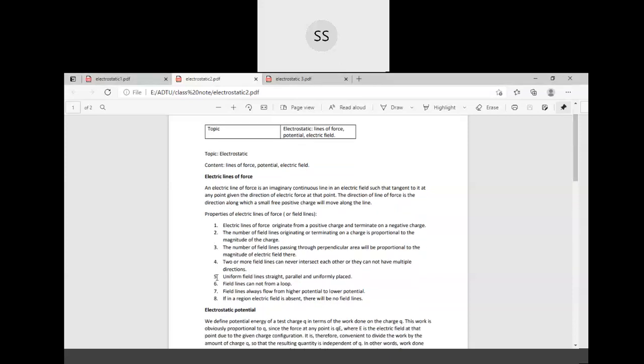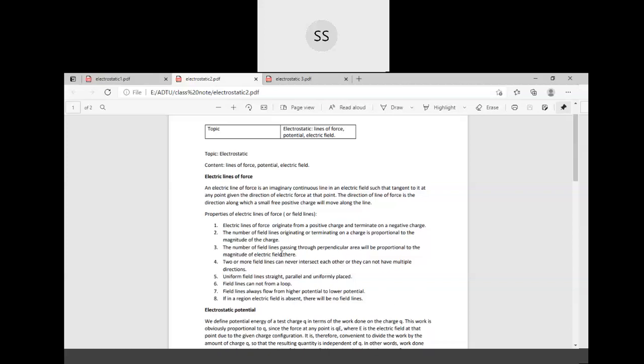So these are the properties of electric lines of force or electric field lines. Electric lines of force originate from a positive charge and terminate on a negative charge. Originate from a positive charge means for a positive charge the direction of electric field lines is outwards, and for a negative charge the direction of electric field lines is inwards. So we can say electric field lines originate from a positive charge and terminate on a negative charge.